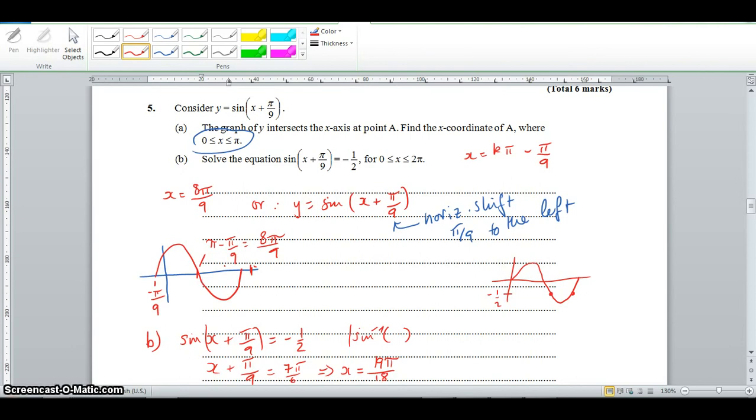Then my second solution will be pi over 6 just before 2 pi. So that's 11 pi over 6. So another one is x plus pi over 9 is this time 11 pi over 6. Oops, 11 pi over 6. That's this solution here. And if I solve this equation, I am getting x equals 31 pi over 18.